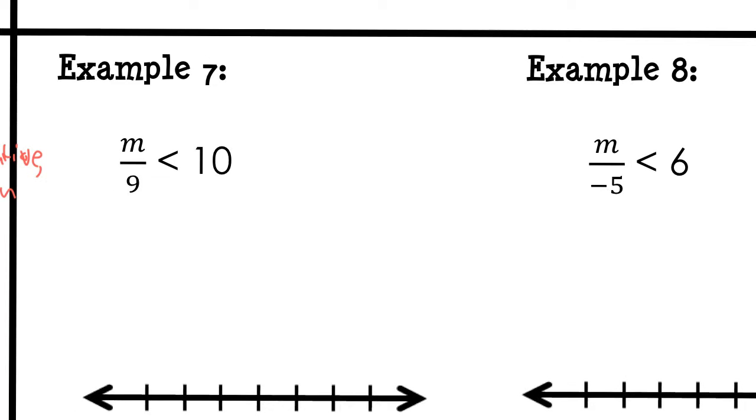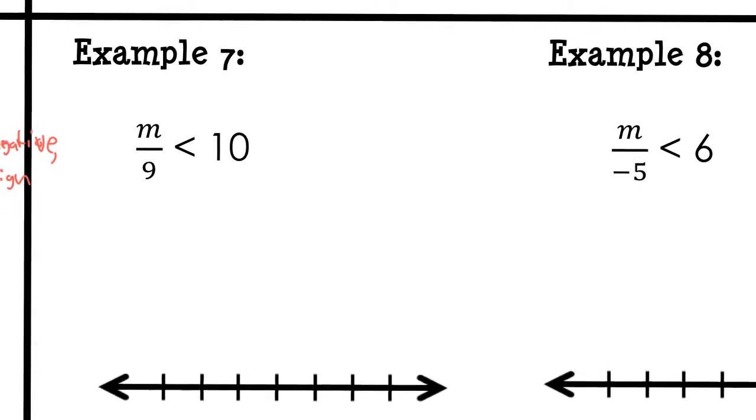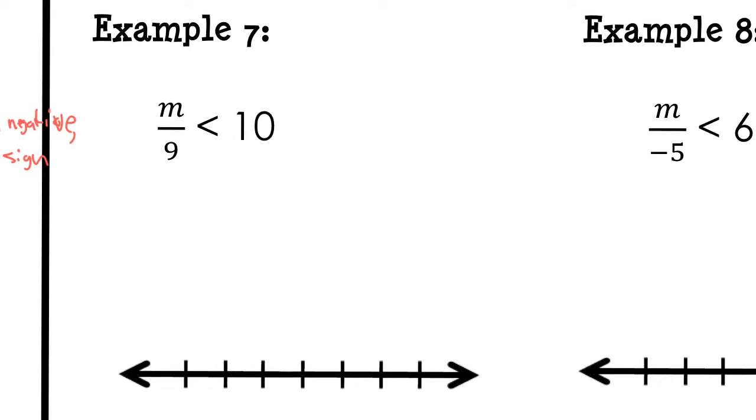So m divided by 9, or m over 9, is less than 10. Now what is the coefficient I'm dealing with here? I'm dealing with a 9, so I need to do an inverse operation with the 9 because I want to get m by itself. This is the part we want to isolate. So I'm going to multiply both sides by 9.